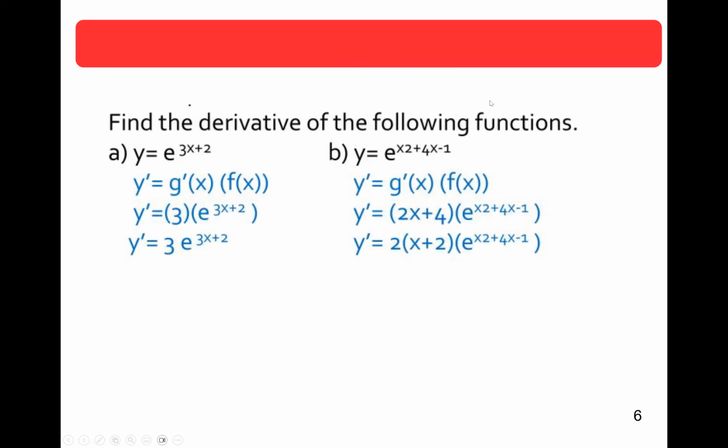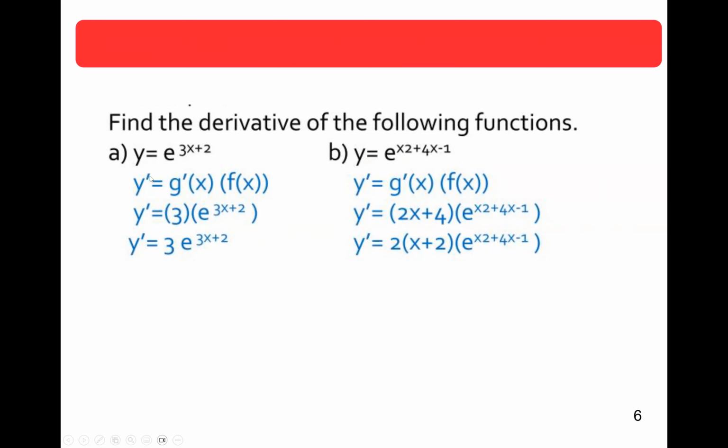Next, they say we should find the derivative of the following function. Now, here we have to use the chain rule. We said that y equal to e to the power x, the derivative of it is the same, e to the power x. Now, if we have e to the power 3x plus 2, we have to find the derivative of 3x plus 2 first. That's using the chain rule.